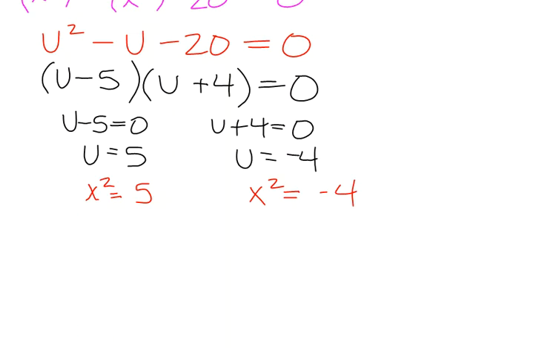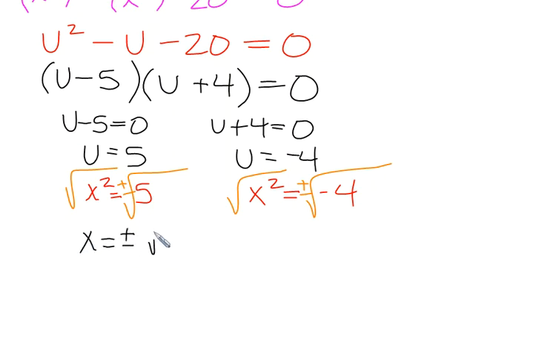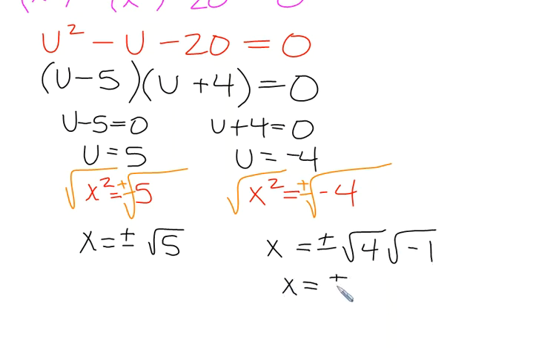We take the square roots on both sides. Remember, when you take the square root, to put the plus and minus option in there. So on the left-hand side, we get that x is equal to plus or minus the square root of 5. And on the right-hand side, x is equal to positive or negative the square root of 4 times the square root of negative 1, which means x is equal to plus or minus 2i.